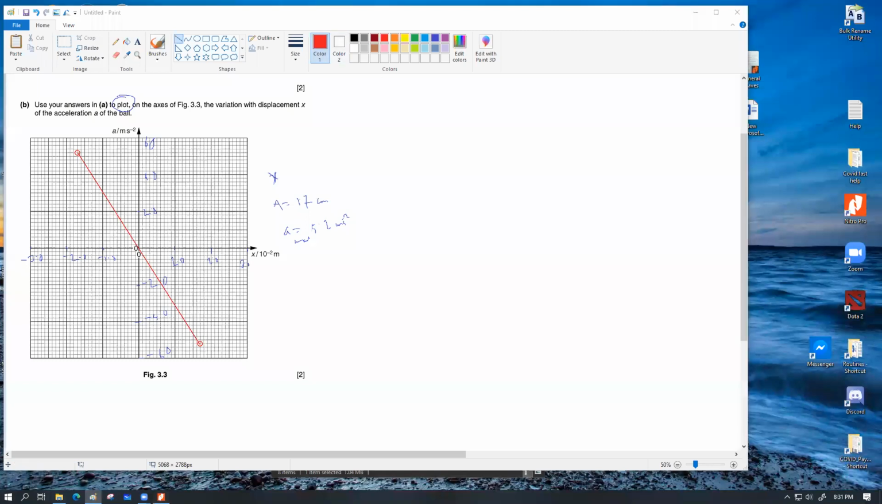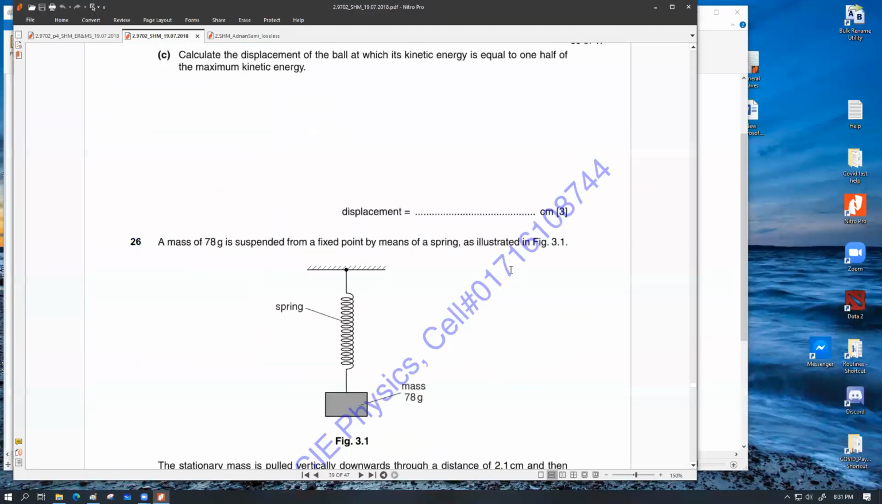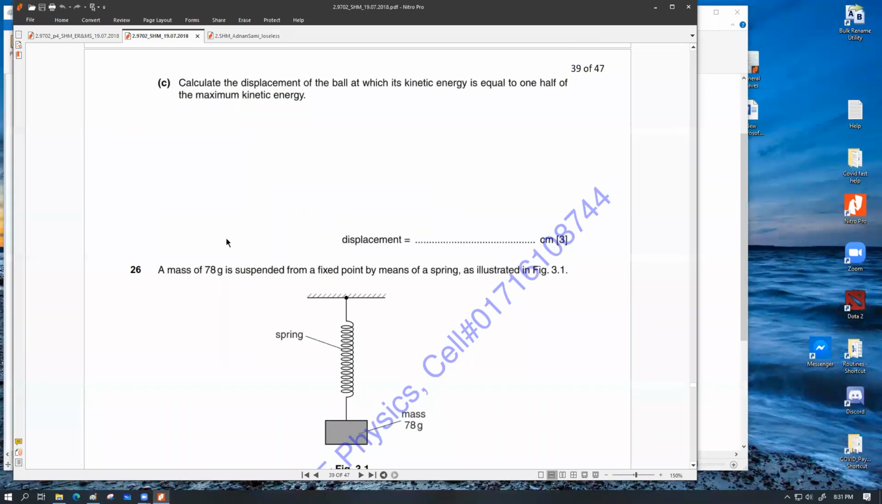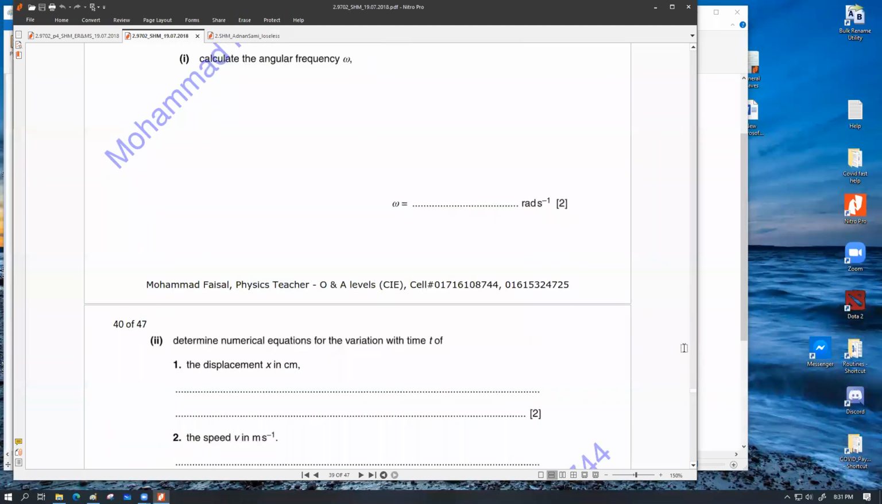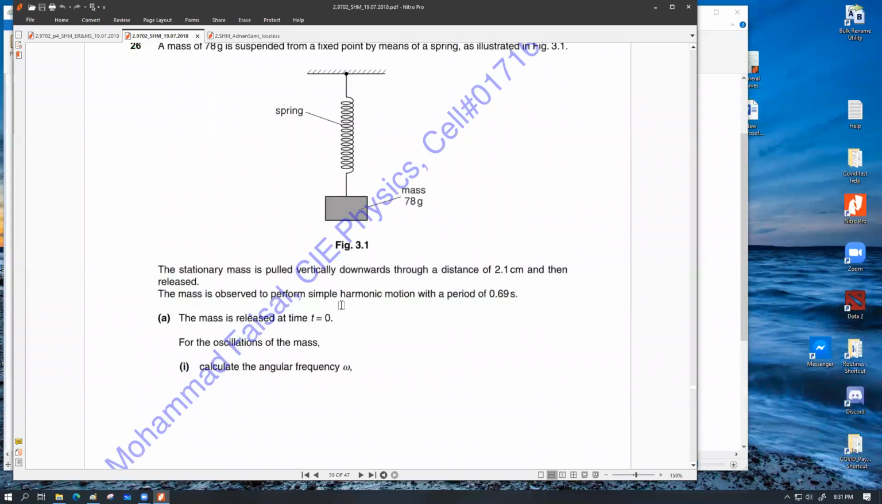Then if we go further down the line, it's simple. This is the same exact question. Kinetic energy is equal to 1/2 of the maximum kinetic energy. Same question as we saw earlier. Question 26 is no problem, anyone? 26 A2 also carries marks. So let's look at it.